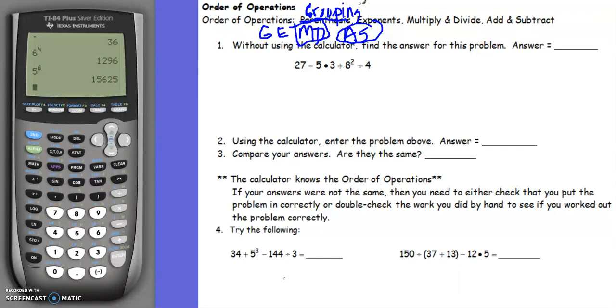So without using the calculator, find the answer to this problem. First we look for grouping symbols. We don't see any. Then we look for exponents. So we see 8 squared. We get 64. We bring down everything else. So 27 minus 5 times 3 plus 64 divided by 4. Okay, now I'm looking for multiplication and division. I do multiplication and division from left to right. So 5 times 3 is 15. Then I'm going to do 64 divided by 4. 64 divided by 4 is going to get me 16.